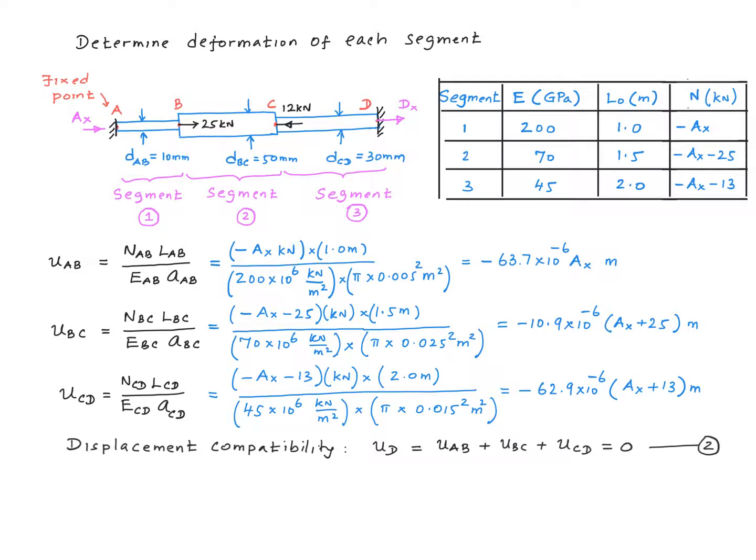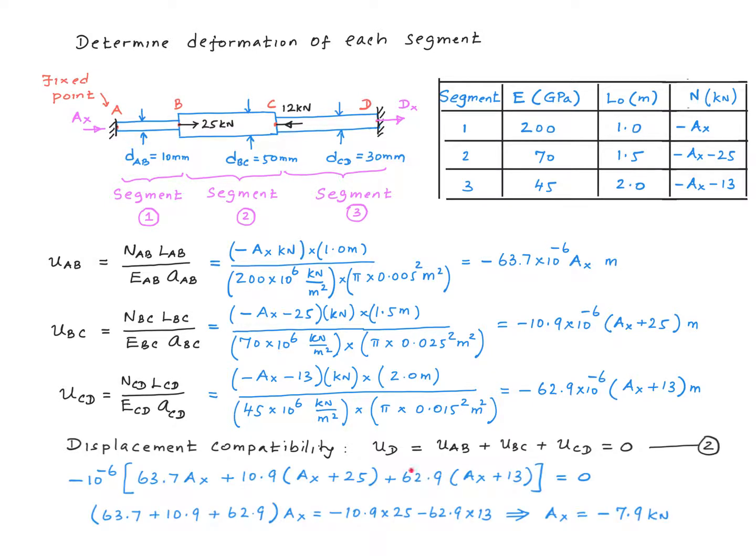Now we can apply the displacement compatibility and generate our second equation that we need to solve this problem. The displacement compatibility here is that the displacement at point D is 0. We come up with an expression for the displacement at point D by summing up the deformations of each of the three segments. So here it is. So here are the details of the implementation of this compatibility equation.